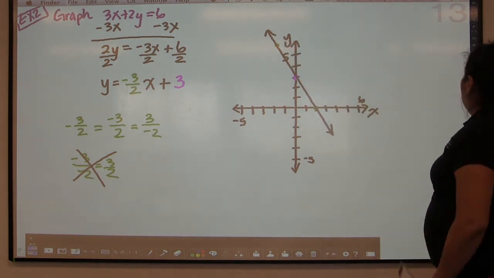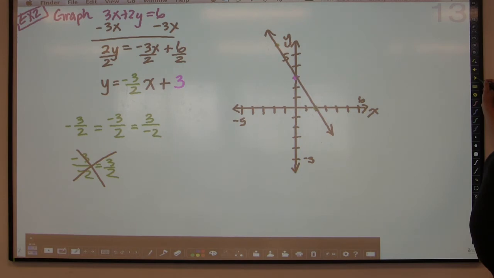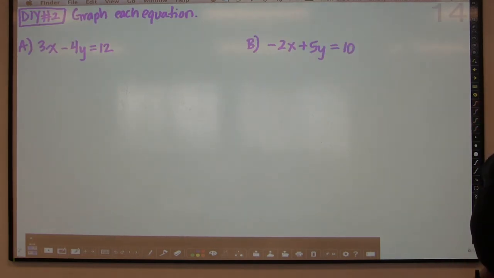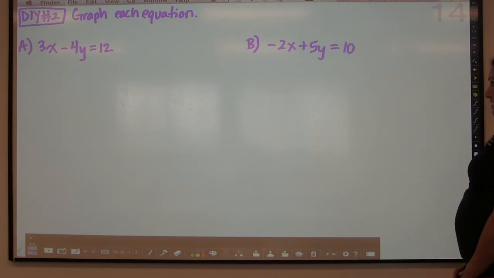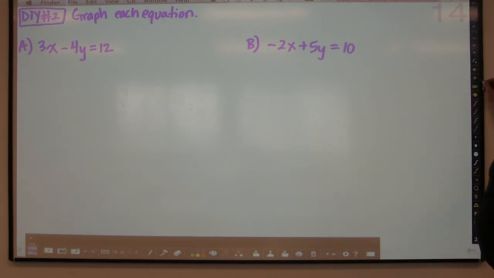That should make sense. All right, so that is example 2 for you, and so now we'll have you try these two. Remember to first transform the equations into y equals mx plus b, and then proceed to graph them.